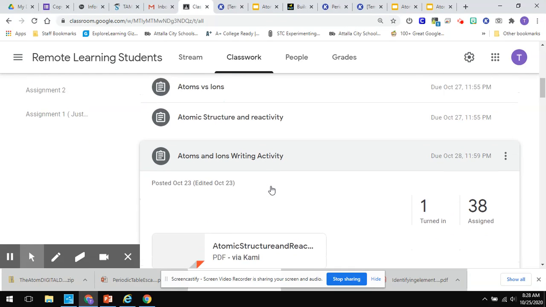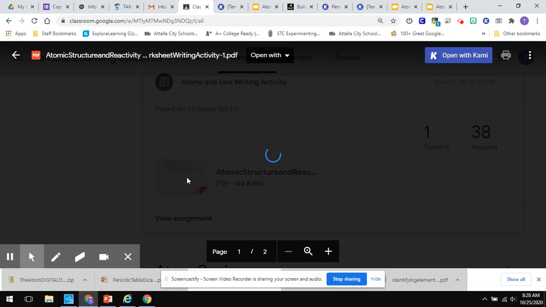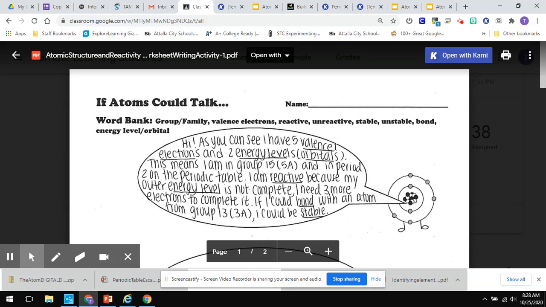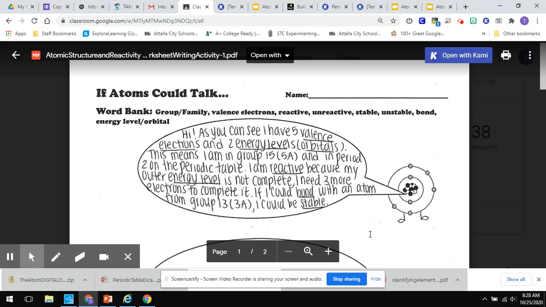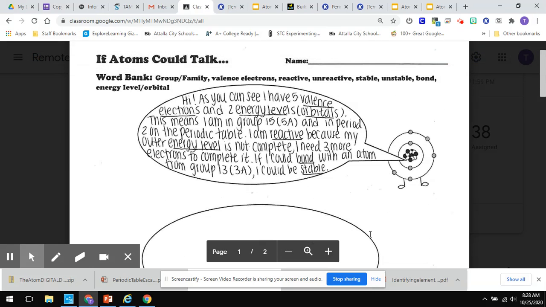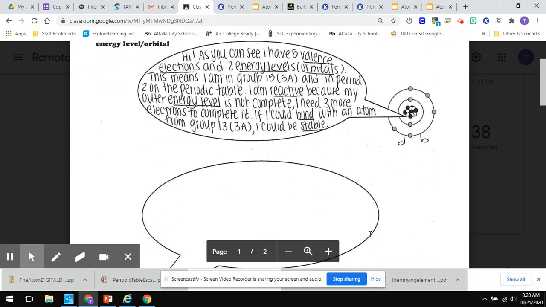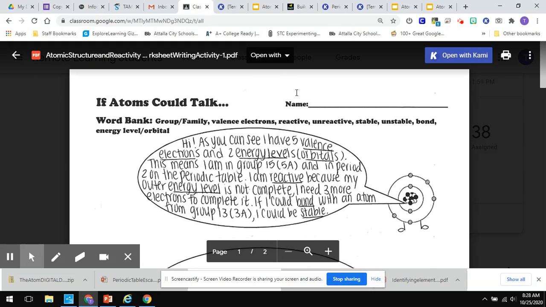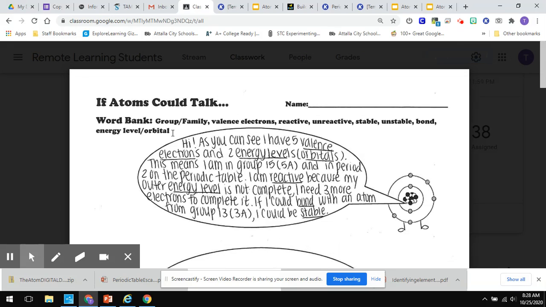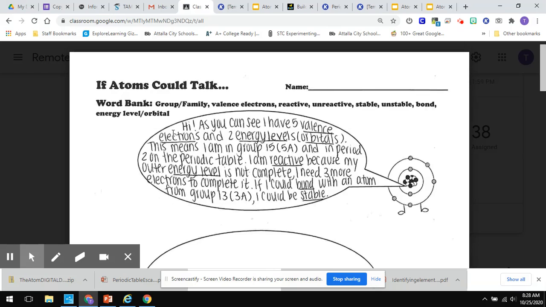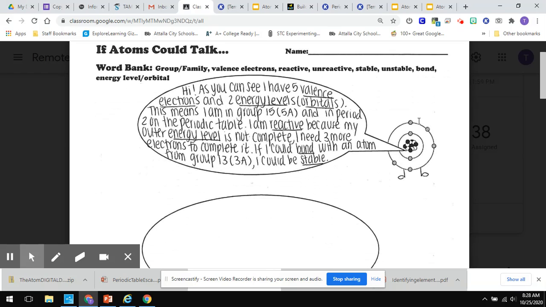And then this last assignment that I have in here, there's a sample for you, so you should be able to just follow exactly what it gives you here and do these little writing bubbles about the elements. You'll open this with Cami just like you do other things, and you'll be able to type in it. You need to make sure that you're using these words when you do this. Another helpful thing to know is that you're going to have to count your electrons to know what element it is.